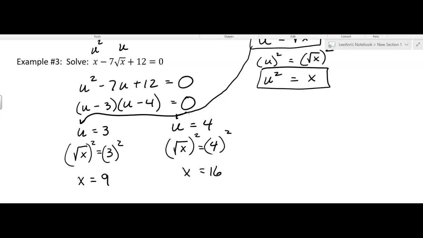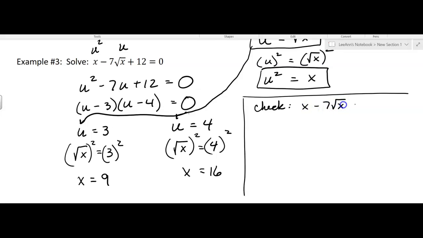Okay, this is the case where we have to check our answers. Because we squared both sides, so we have to check them. So it's not an option. So we'll check. And then we're checking it in the original equation. We have solved for x, and we're going to check and see if this works.